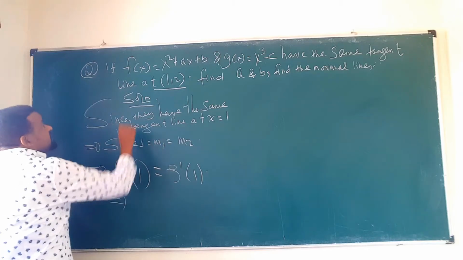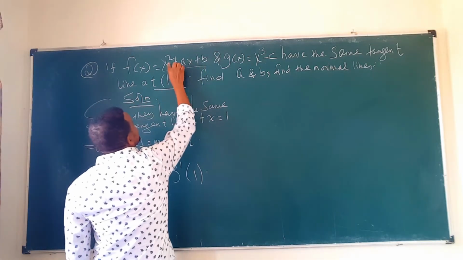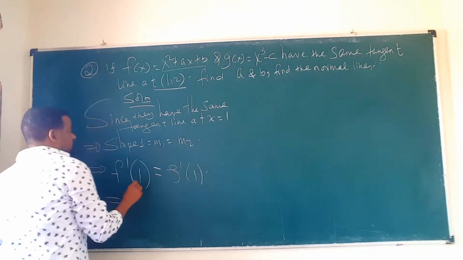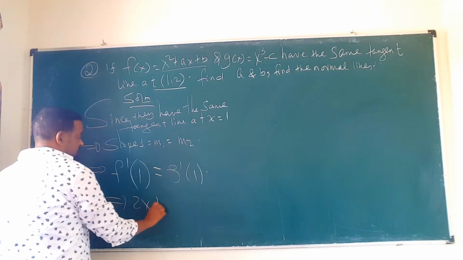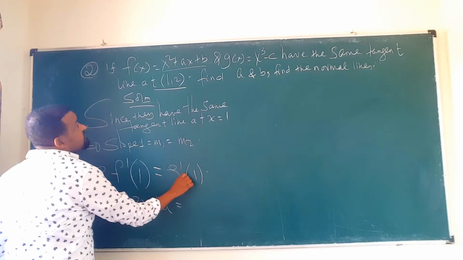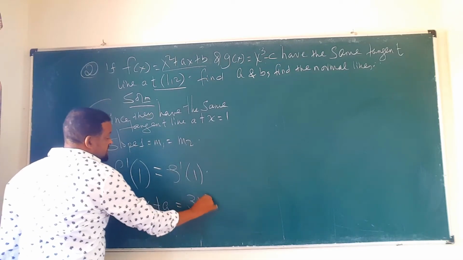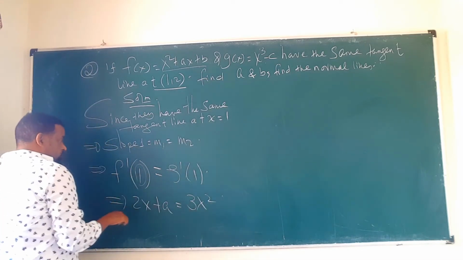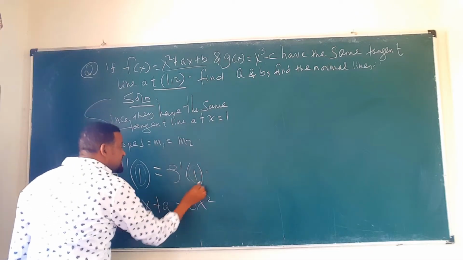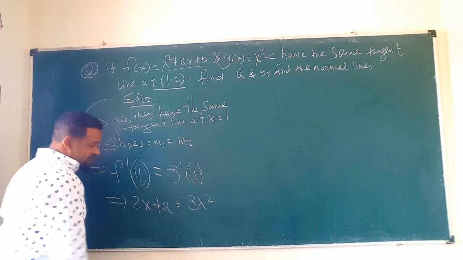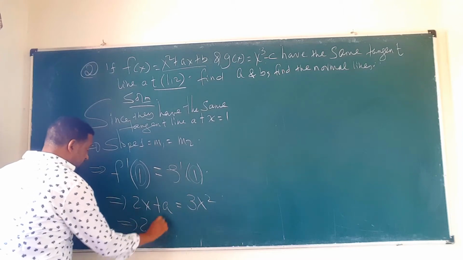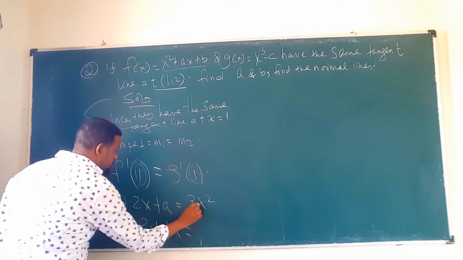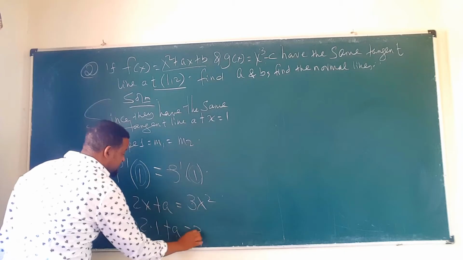Okay, you know that the slope is the first derivative of the function at the point of tangency. So what is f derivative? F derivative is 2x plus a. So f derivative, 2x plus a, should be equal to g derivative, which is 3x squared. Now we put 1 into f derivative and 1 into g derivative. So that will be 2 times 1 plus a is equal to 3 times 1 squared, which is 3.